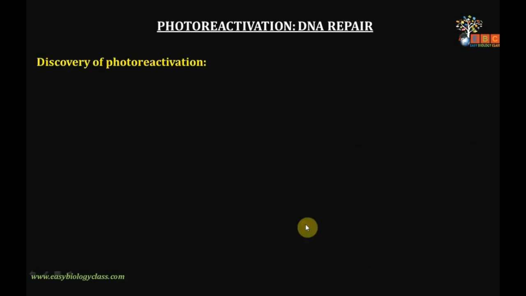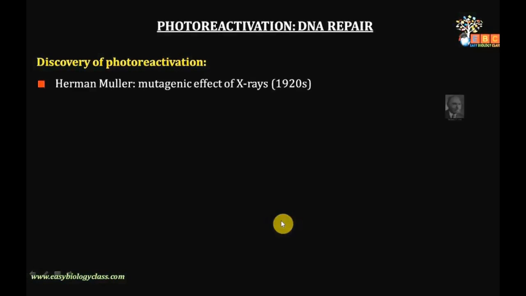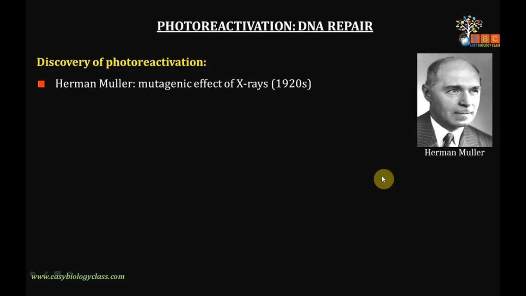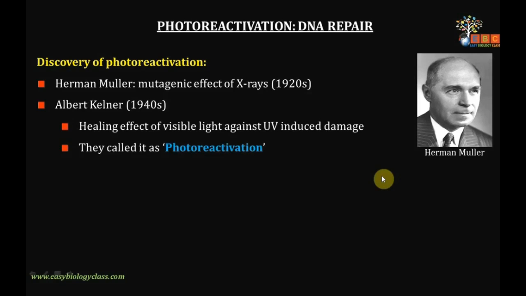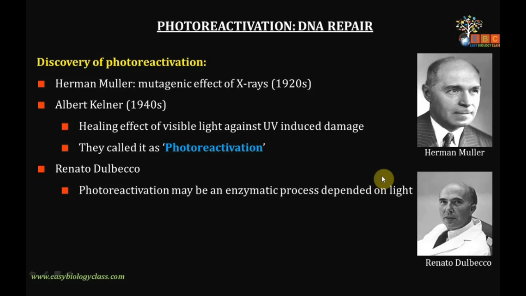Okay, then let's see a short history about the discovery of the photoreactivation process. In the 1920s, Hermann Muller discovered that X-rays can induce mutations in the cell. Later in the 1940s, Albert Kelner, with his simple experiments, discovered that UV-induced cellular damage can be recovered by treating the cells with visible light. He called this process photoreactivation, since it is a light-dependent reactivation or recovery of cells. Then a few years later, Renato Dulbecco suggested that photoreactivation may be an enzymatic process dependent on visible light. However, he was not able to prove this experimentally.